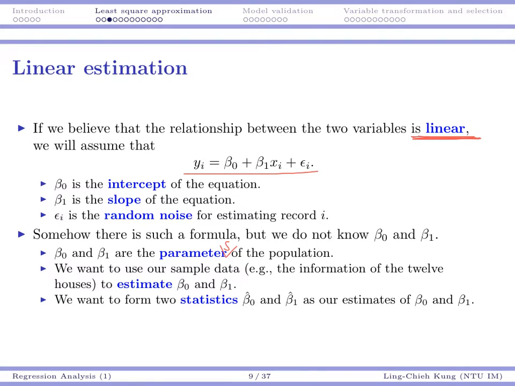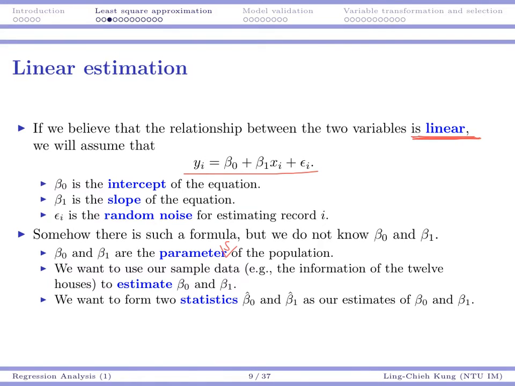Now our question is, given that we want to estimate the two population parameters, beta 0 and beta 1, how may we combine the information, the sample information we have, to form these two numbers?